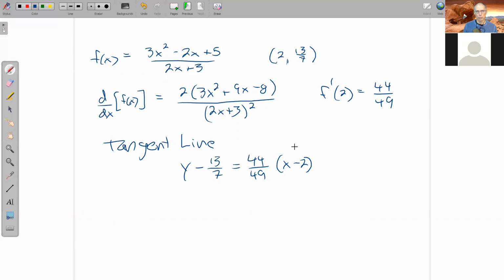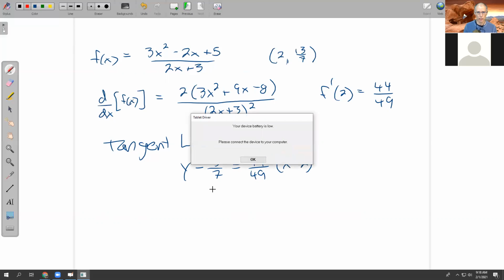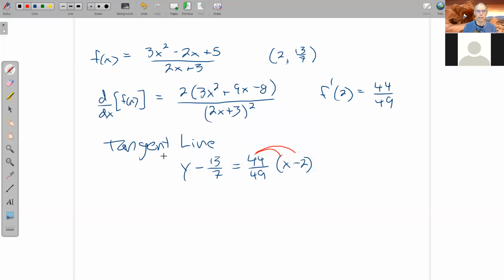So cleaning this up, we're going to have to distribute. And there were a couple of test problems like this where you're supposed to write it in slope-intercept form instead of point slope. You're supposed to write y equals. And so here, uh-oh, my battery's low. Fix that in a minute.